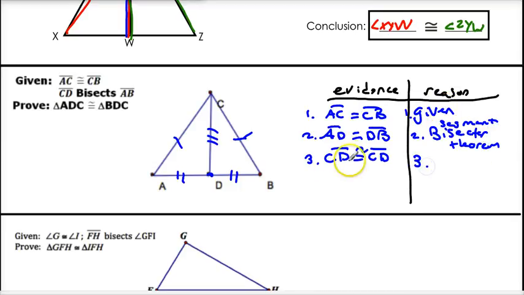And 3, CD is congruent to CD. That is the reflexive property. Reflexive. All right. Now we have our proof. We know that triangle ADC is congruent to triangle BDC because of side, side, side.